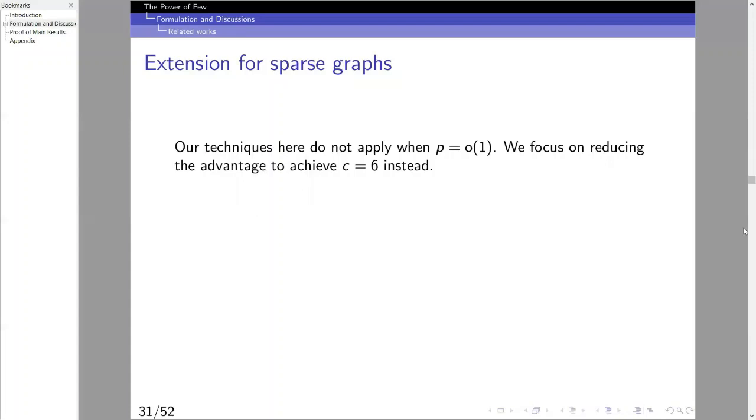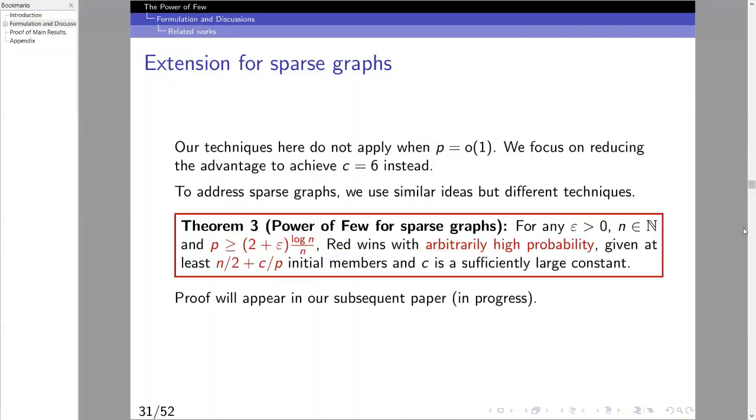The reason is that we focus on reducing the advantage to achieve a very small constant like 6, so that we can highlight the power of the field phenomenon. In fact, we are also able to prove the power of the field phenomenon for sparse random graphs. So here we have a theorem that says that red wins with arbitrarily high probability for p larger than 2 times log n over n, but the advantage will be at least a constant over p.